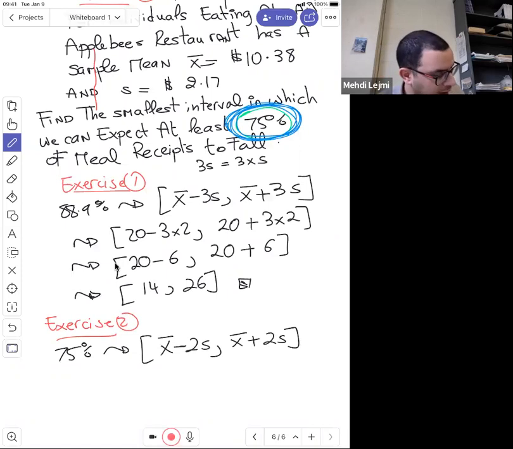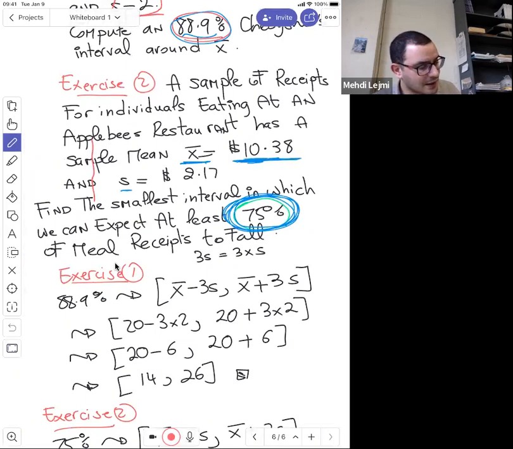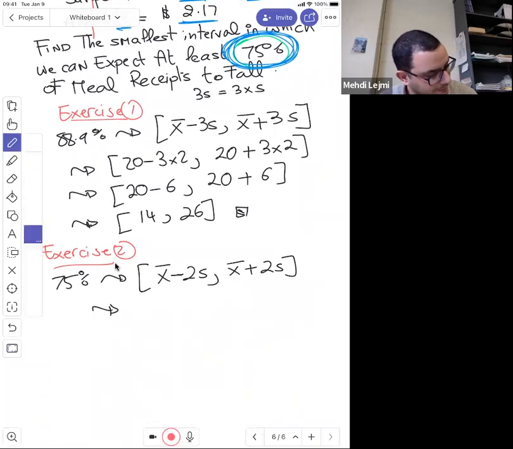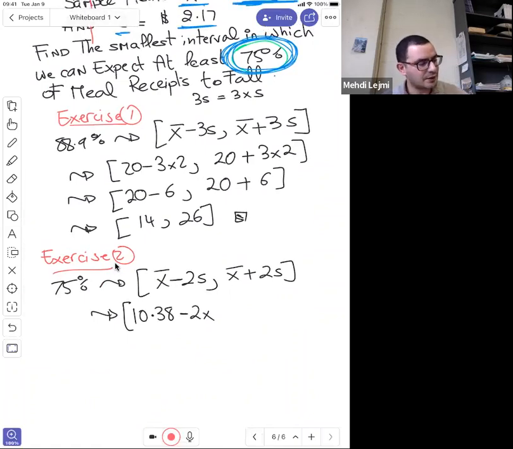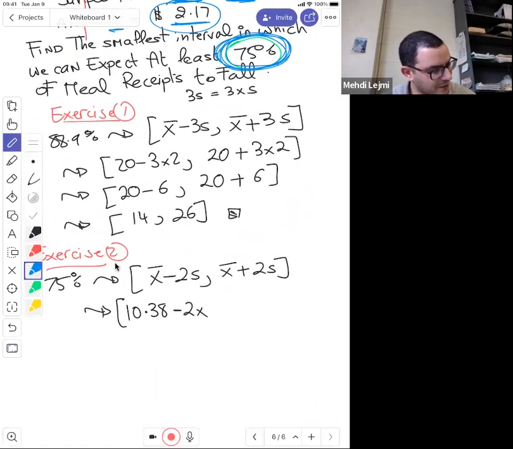Okay, and then what's x bar? Well, it's supposed to be given in the problem. So this is problem number 2. It says x bar is $10.38, and s is $2.17. So x bar is 10.38. So it's 10.38 minus 2 times s. The s, we said, is $2.17. Right? So it's 2 times 2.17.